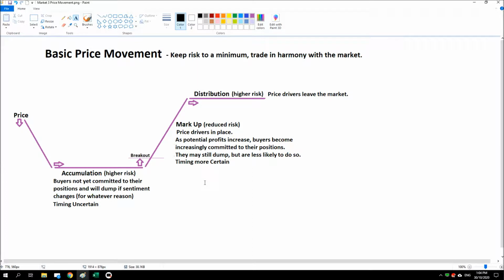So the least risky part of a basic price movement, this is the most basic of all price movements, is after a breakout from an accumulation phase, where you can identify an accumulation and you see price actively marked up and accelerate out of that accumulation phase, the breakout. If you buy the dips during that period, there's a good chance that price drivers will be in place, and as the price gets higher, those accumulators will become increasingly committed to their positions and drive price up until they choose to sell during a distribution period or phase, which is generally on a very good news announcement.